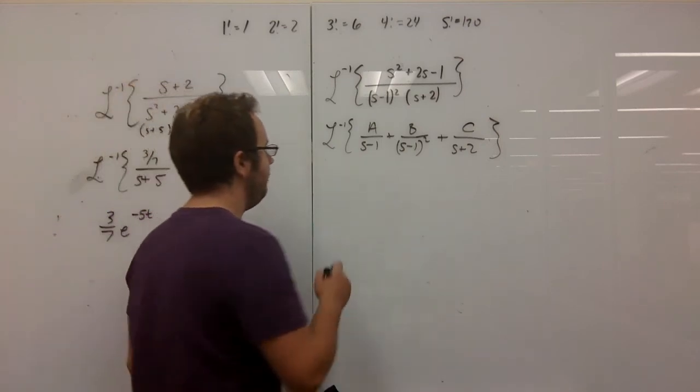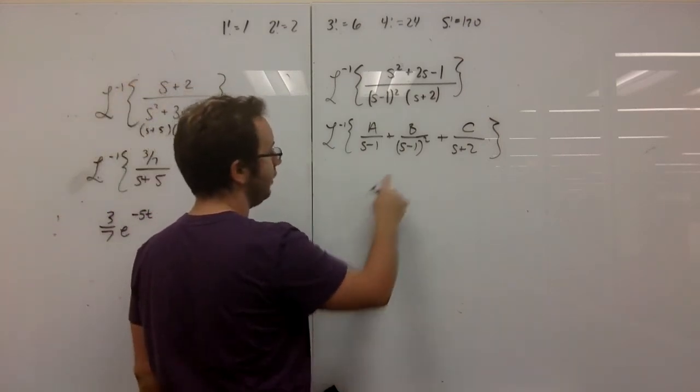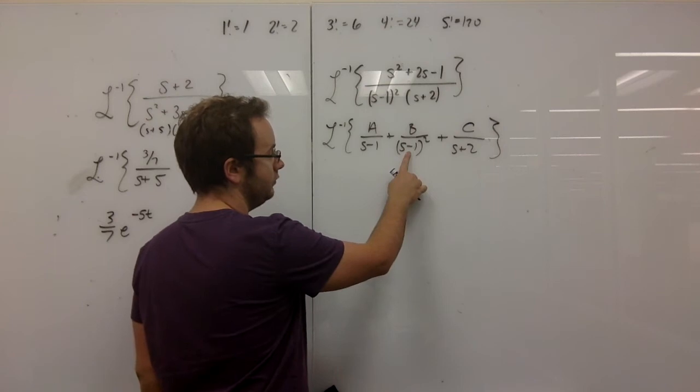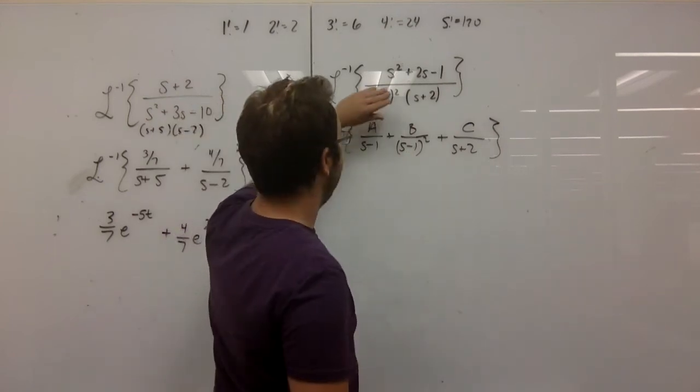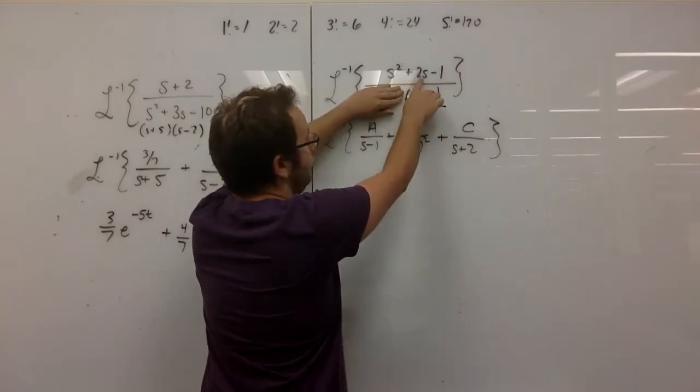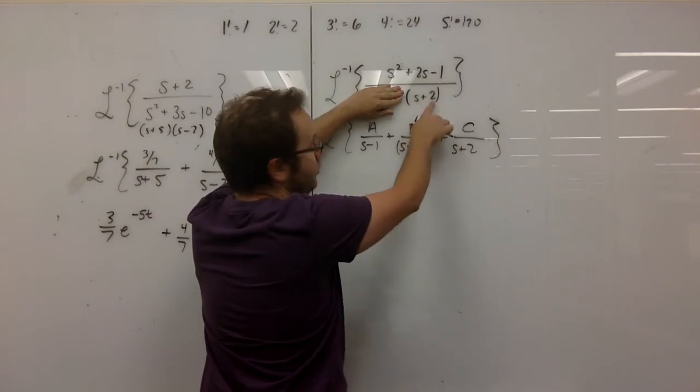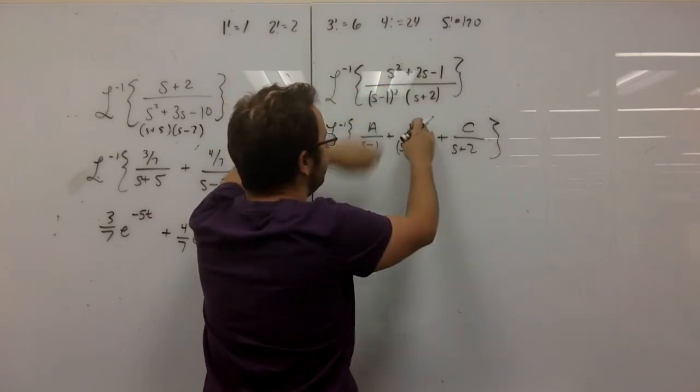Ready? So what value of s causes this denominator to be 0? 1. So we're going to plug in 1 after we cover this up. 1 plus 2 is 3, minus 1 is 2. 1 plus 2 is 3, so we have 2 over 3, which is 2/3.